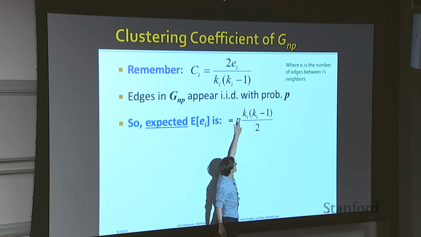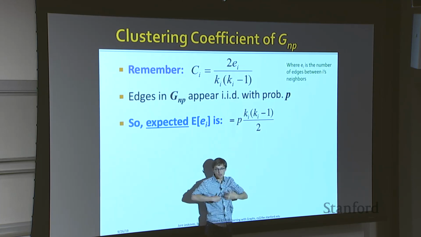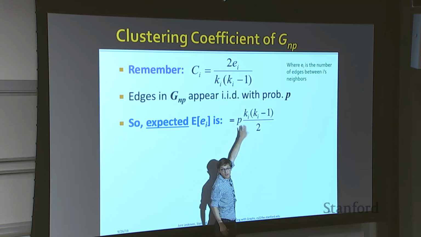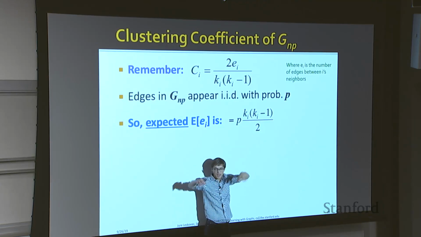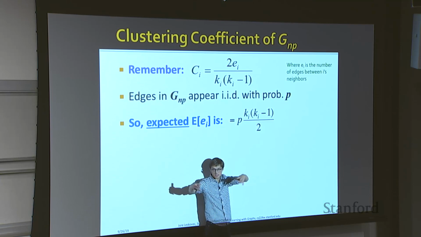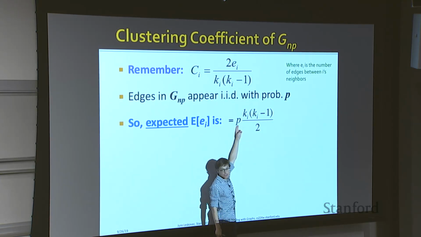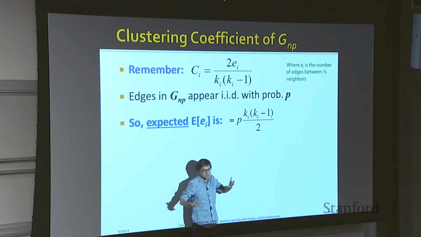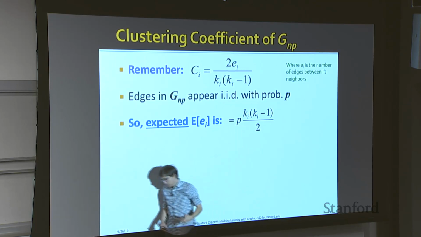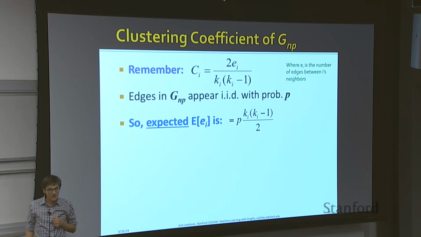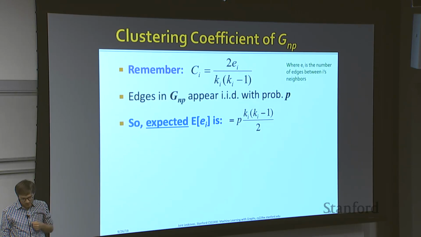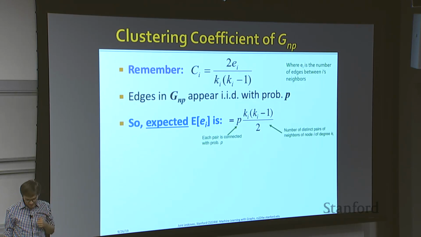This is k times k minus 1 divided by 2, right? k is the degree of the center node. So there are k choose 2 ways to select pairs. This is the total number of edges possible between k friends. And each of them happens with probability p. So the expected number of edges between them is p times k choose 2, okay? Where k is the degree of the node. Great, that's what we say.